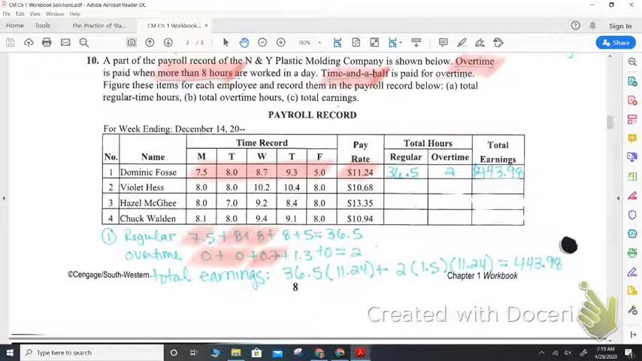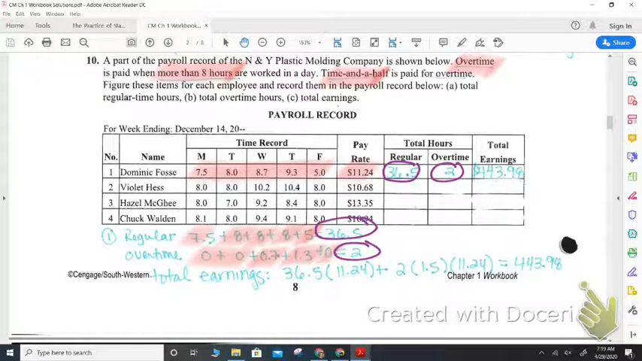On Thursday, he worked 9.3 hours. That means 8 of those hours were regular time, 1.3 of them were overtime. And again, Friday was 5 and 0, regular and overtime. So that gives us our totals for the total number of hours for regular and overtime.